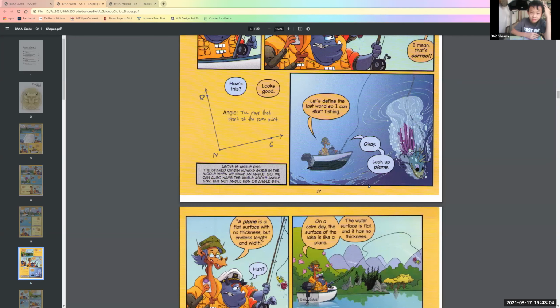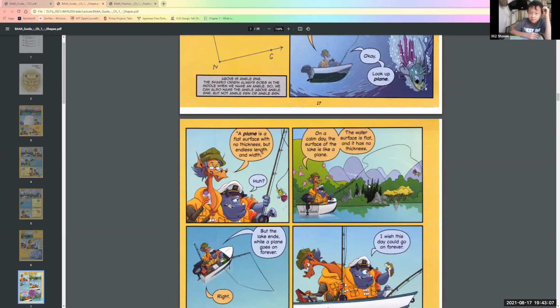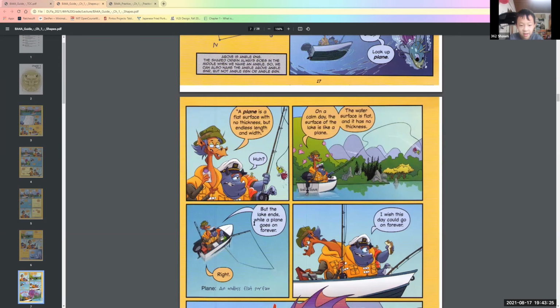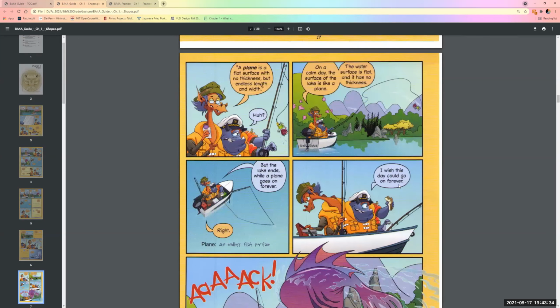Blue one. Sure. A plane is a flat surface with no thickness, but endless length and width. On a calm day, the surface of this lake is like a plane. The water surface is flat and it has no thickness. But the lake ends while a plane goes on forever. Right. So a plane is just an endless flat surface. I wish this day could go on forever.